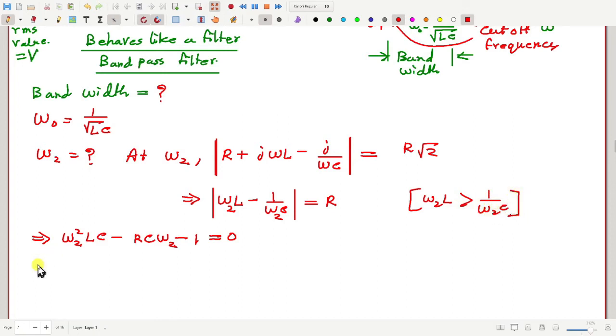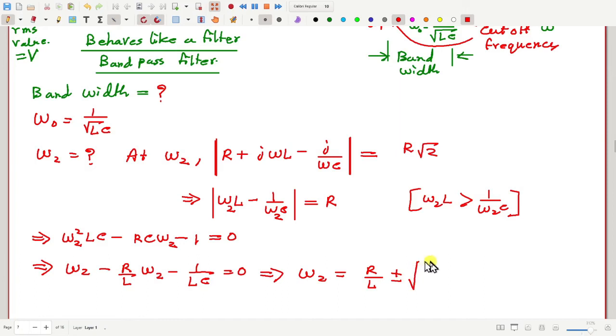Now from this, can we find out the value of omega 2? This is a quadratic equation, so we may write it as omega 2 square minus R by L omega 2 minus 1 by LC equals 0. So from this, what do we get? Omega 2 is equal to R by L plus minus root over R by L whole square plus 4 by LC, whole divided by 2.